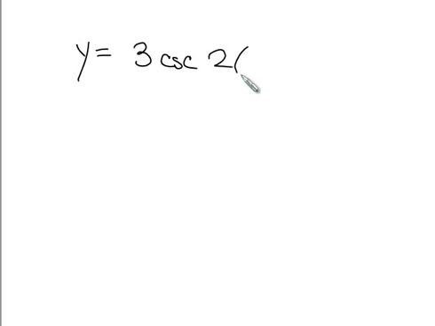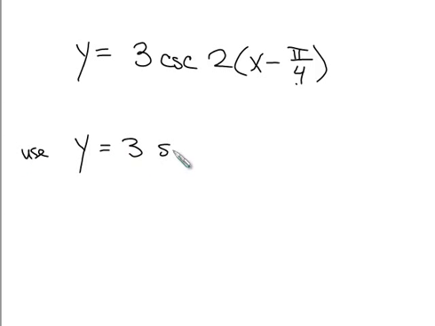Now we're going to look at a slightly more complicated one, one with some actual transformations in it. So we have y is equal to 3 cosecant of 2 times x minus pi over 4. Let's make that 4 look a little bit better. There we go. Okay, notice first of all that our b, our period adjustment, has already been factored out. So we don't have to worry about factoring it, but you always want to check that first. What we're going to do is use y equals 3 times sine of 2 x minus pi over 4 as our guide curve.